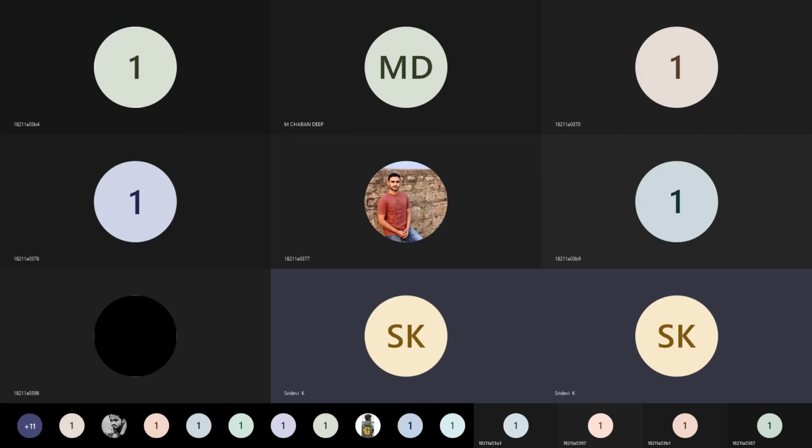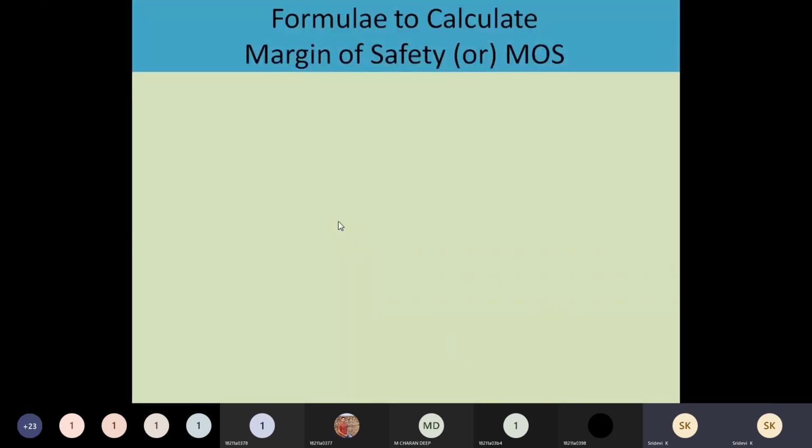Formulas that are available for margin of safety. Let us see the formulas first. Then we can go for doing the problems. So this margin of safety is also called as what? MOS in short. Okay. So this can be calculated in terms of units whenever the units information is available.